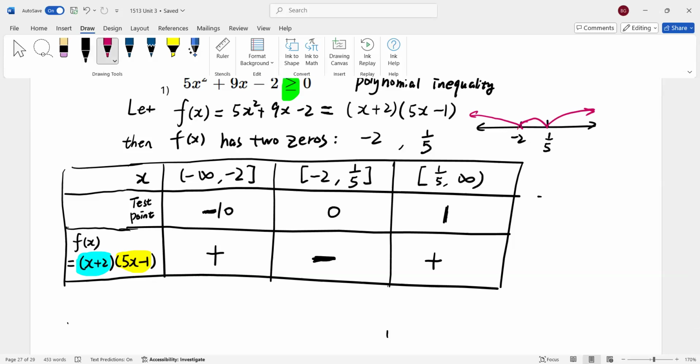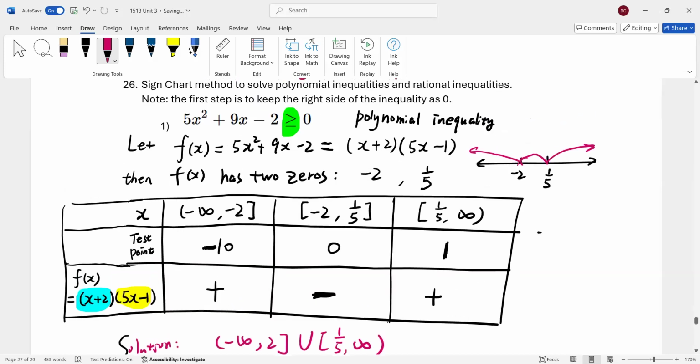So now we can conclude the solution of the inequality in interval notation is negative infinity to -2, because we want positive, bigger than or equal to 0, right? So negative infinity to -2 union 1 over 5 to positive infinity. And we're done. Do you like this method?